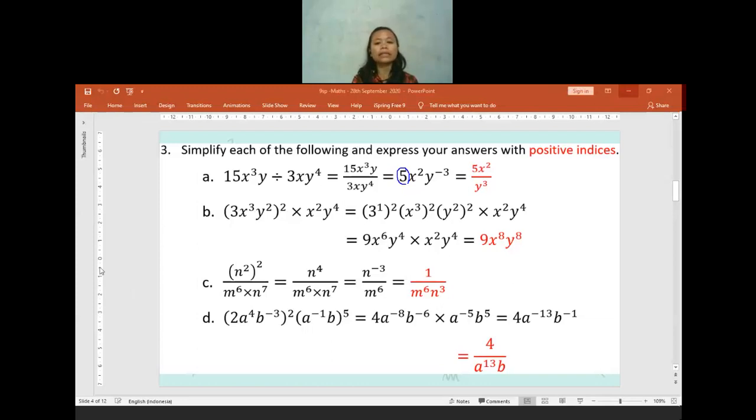But you have to read the question properly: positive indices. Negative 3 is negative, so we have to change the negative 3 into a denominator. The negative will be gone, and it becomes only y to the power of 3. So the final answer will be 5x to the power of 2 per y to the power of 3.